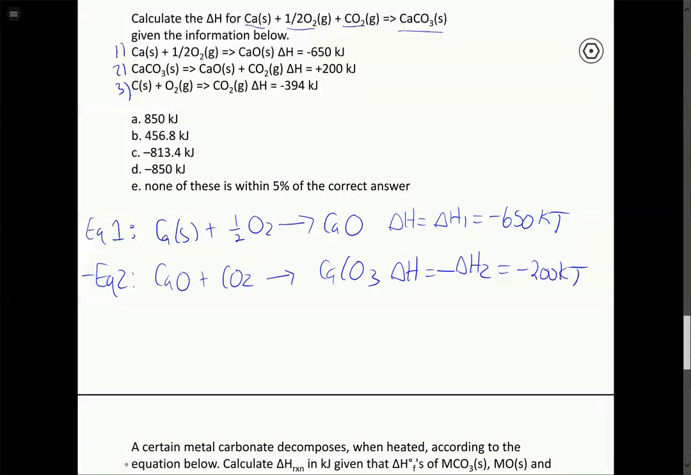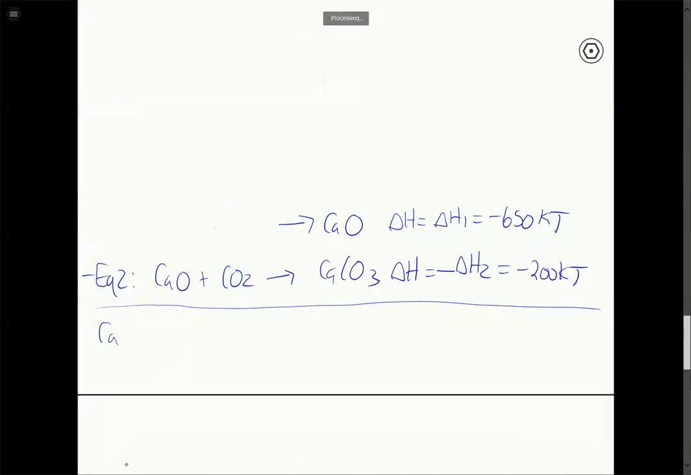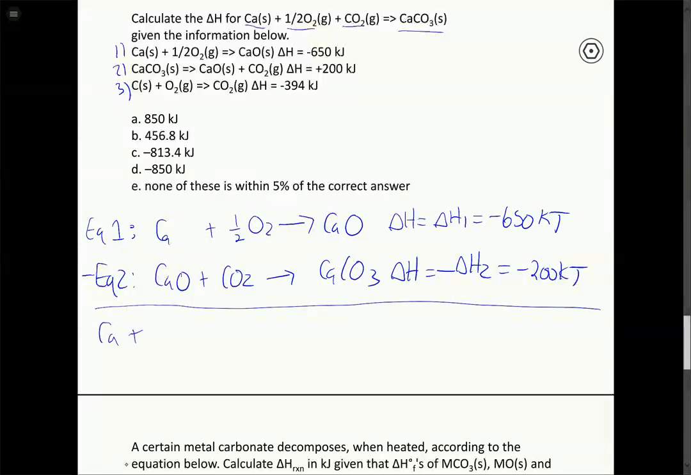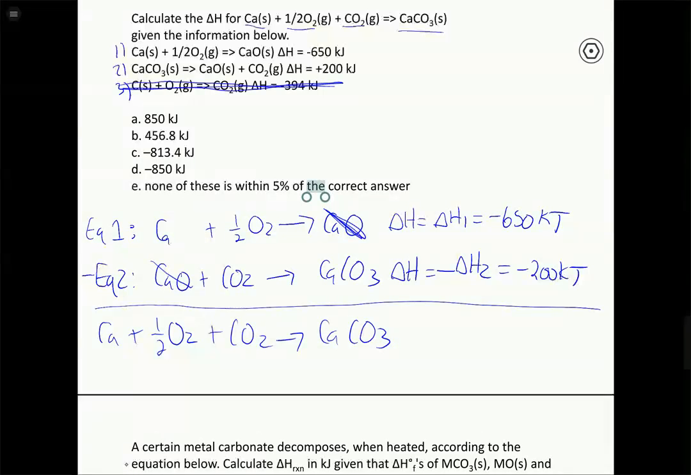But if we look at where we are right now, we're already at our overall chemical equation. We don't have to use equation 3 at all. So if we add these two together, we get calcium plus 1/2 O2. I'll leave out the states of matter, I was a little inconsistent with that. Calcium oxide is our next reactant, but that cancels out with the product in the first reaction. And then we have plus CO2. And the only product that's left is CaCO3. So by flipping the second equation and adding them, we get the overall chemical equation. We don't even have to use equation 3. So that was extra unnecessary information in this problem.